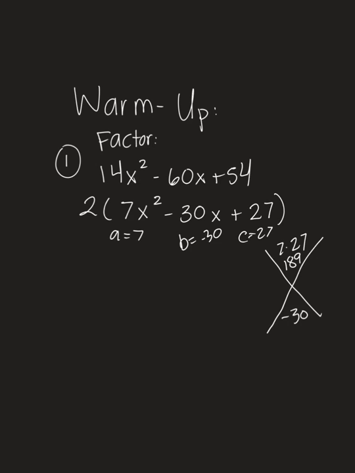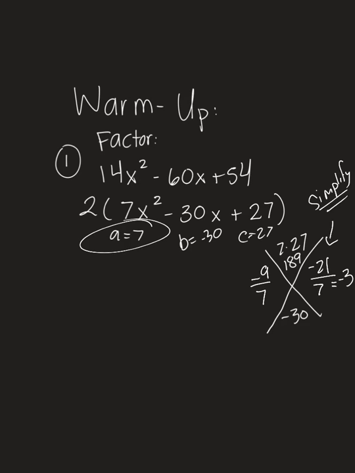Now you just have to figure out two numbers that are going to multiply to give you 189, but they're going to add to negative 30. Okay, two numbers that will work are negative 9 and negative 21. But because we have an a value of 7, we also have to divide both of those numbers by 7. And this one here simplifies. So don't forget to simplify your fractions if you can, and that just turns to negative 3.